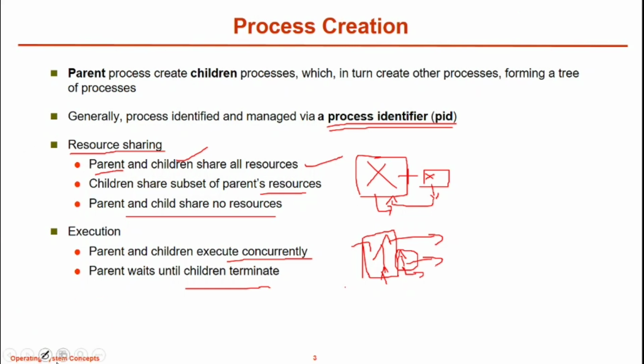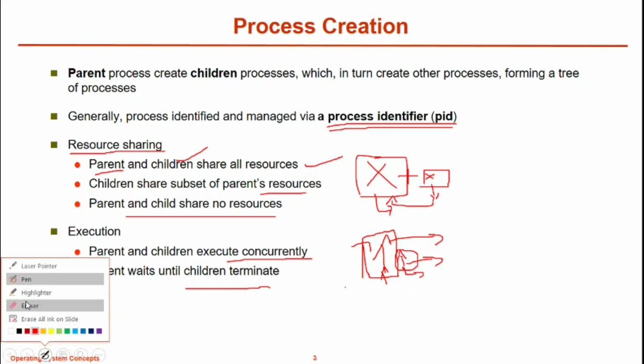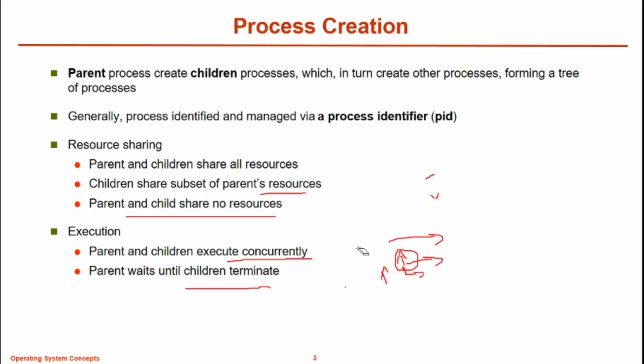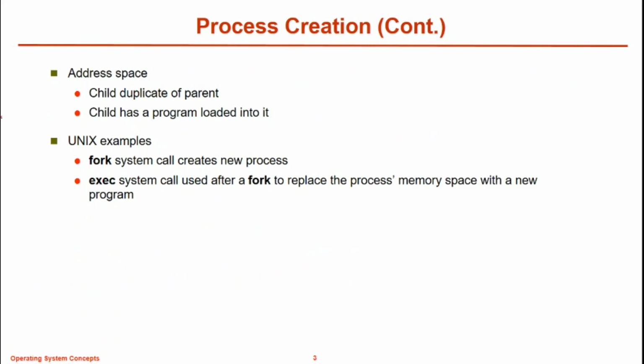So this is child process creation. In the next slide we'll see the commands used to create a child process. Address space: the child is a duplicate of the parent, and the child has a program loaded into it. Child is a duplicate of the parent, agreed? Yes. The child has a program loaded into it.